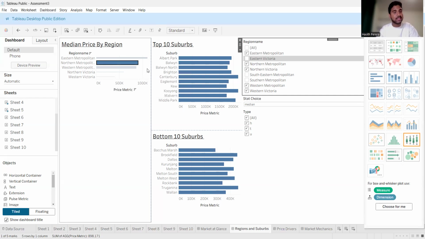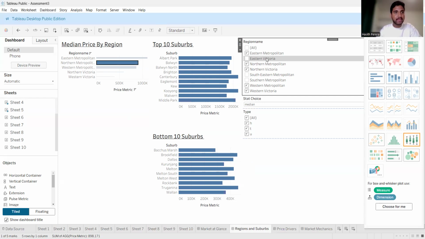And just to be more specific, let's go to the top expensive suburbs. This includes Albert Park, Brighton, Canterbury, and Malvern. These are all eastern to southern suburbs. And if you go to the least expensive suburbs, this includes Brookfield, Melton West, and Tarneit. These are all, I would say, close to regional places in Australia, which are less expensive.